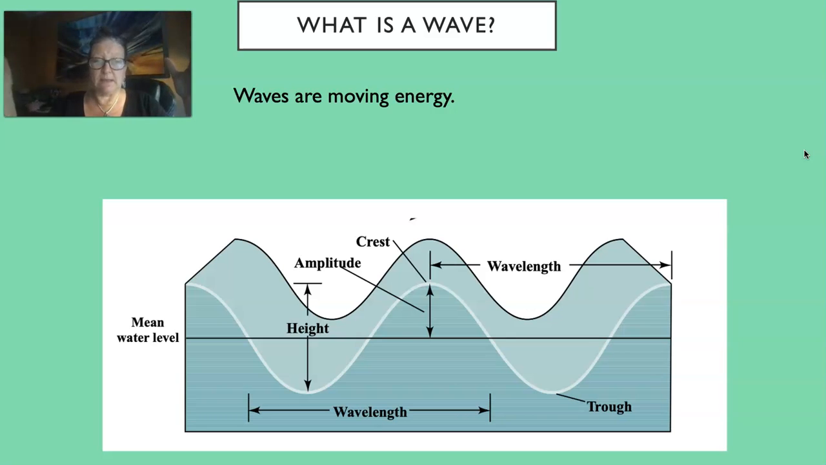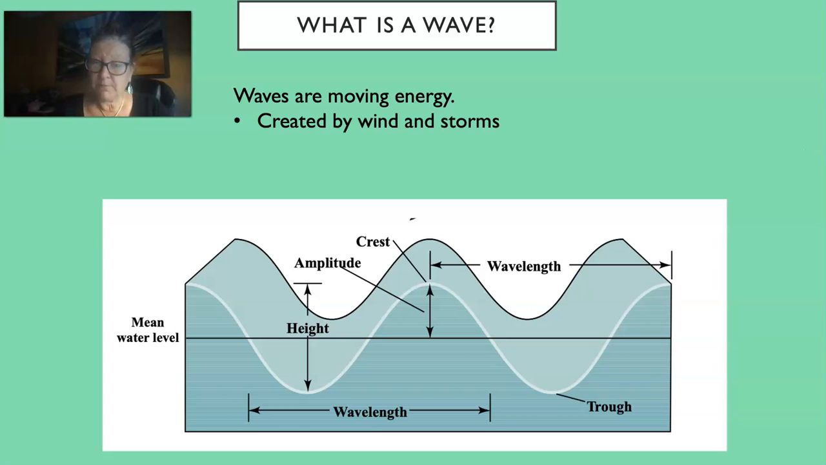So if you have a slinky and you knock one end of it, and then a wave goes all the way to the other end of the slinky, well, the parts of the slinky move a little bit, but the wave travels all the way across it. And that's what a wave is. It's energy moving through something else. In this case, it moves through the ocean water.